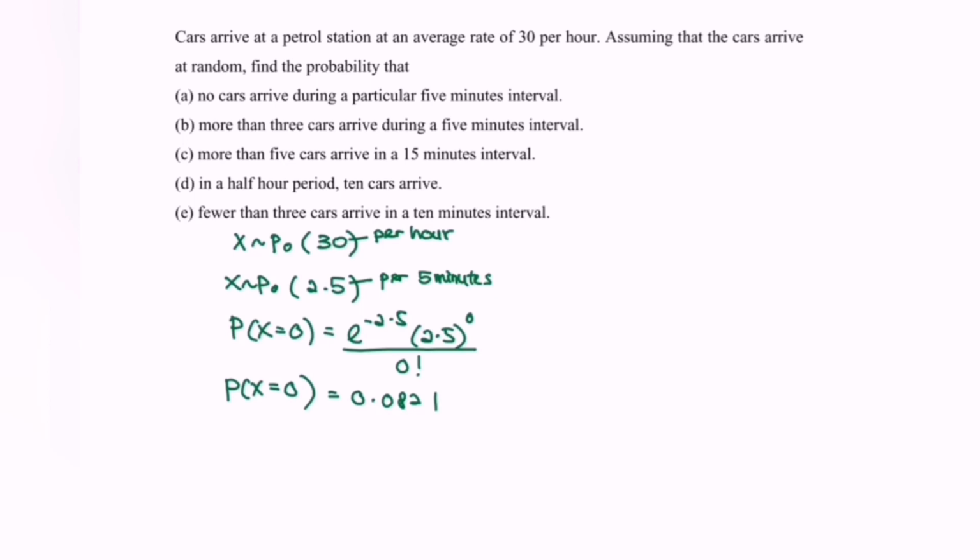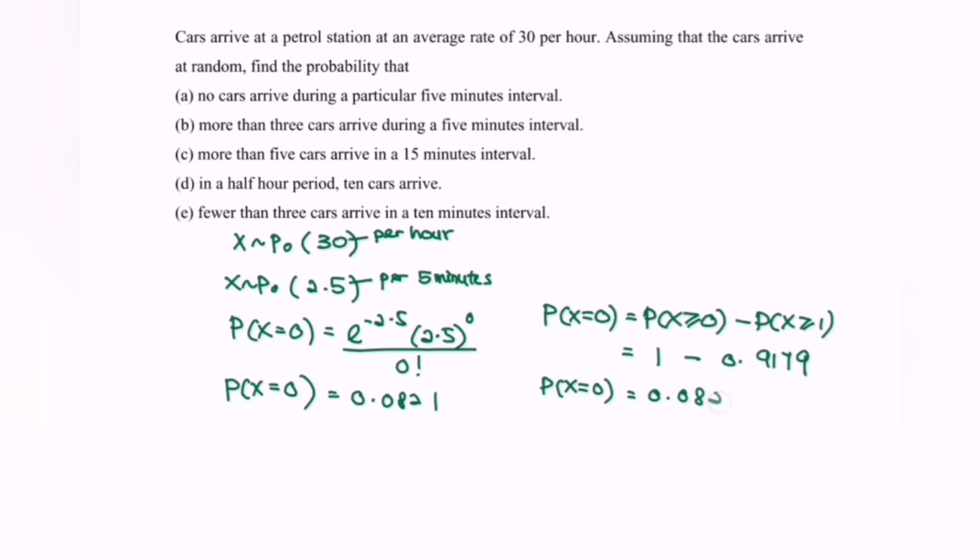As an alternative, by using the table, the probability that X equals 0 is equal to the probability that X is greater than or equal to 0 minus the probability that X is greater than or equal to 1. By referring to the Poisson distribution table, what we have is 1 minus 0.9179. So finally, the probability that X equals 0 will be equal to 0.0821.